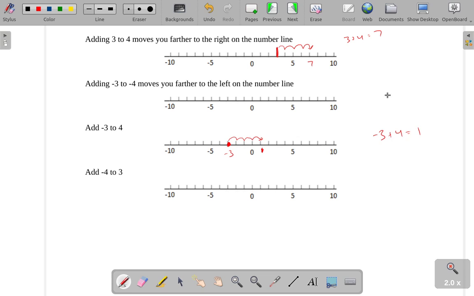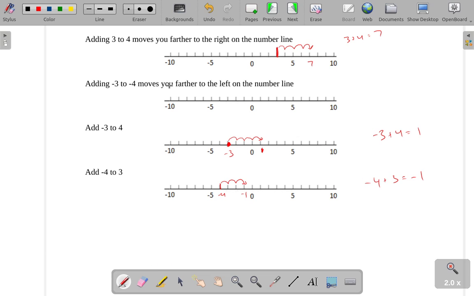Now what in the world happened there? Alright, let's try negative 4 plus 3. If I start at negative 4, and I add 3 to it, 1, 2, 3, I end up at negative 1. Negative 4 plus 3 equals negative 1.